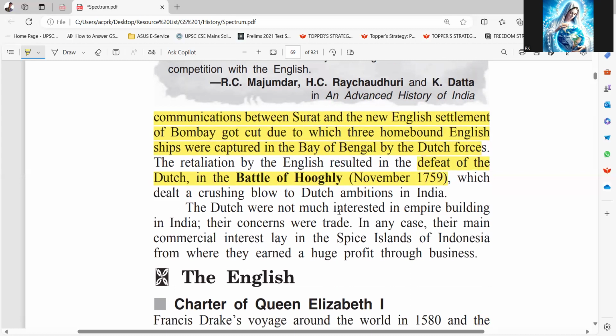The Dutch were not much interested in empire building in India. Their concerns were trade. In any case, their main commercial interest lay in the Spice Islands of Indonesia, from where they earned a huge profit through business.